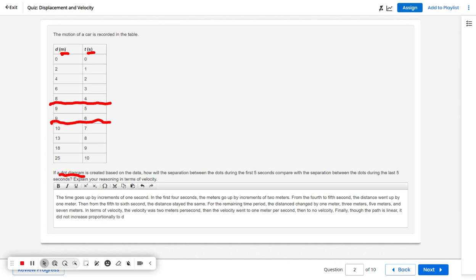To easily determine the speed. To determine the velocity.